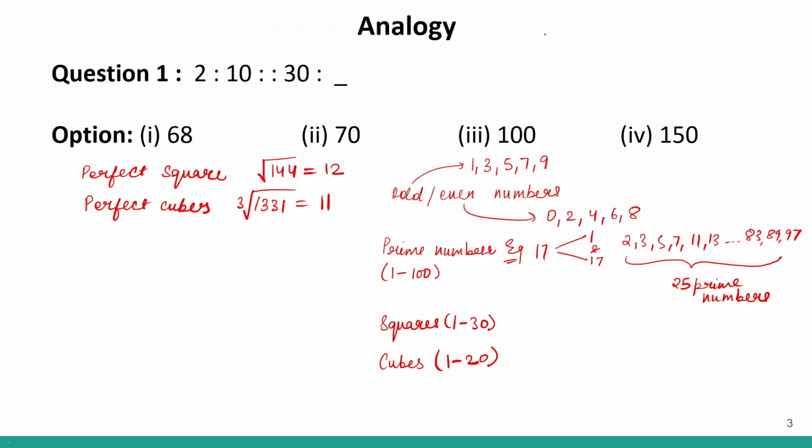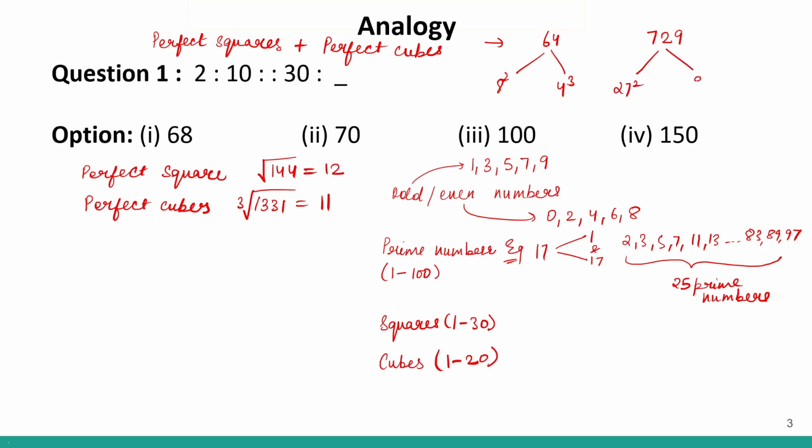There are two numbers, 64 and 729, that are both perfect squares and perfect cubes. What do I mean by that? 64 is the square of 8, and it is also the cube of 4. Similarly, 729 is the square of 27, and it is also the cube of 9. So these two numbers, 64 and 729, are special because they are both perfect squares and perfect cubes.